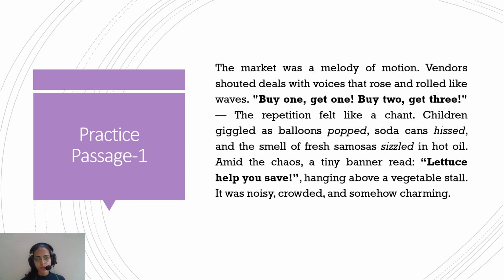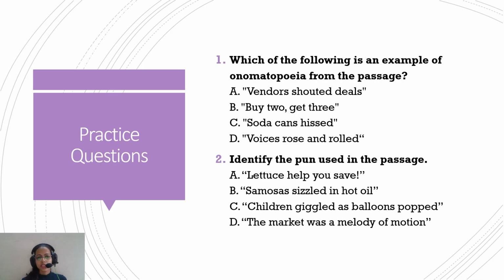So, this is a description of a marketplace, a bustling marketplace. If you remember, we did the word bustling in the vocabulary. So, now let's try to do the questions. Question 1. Which of the following is an example of onomatopoeia in the passage?